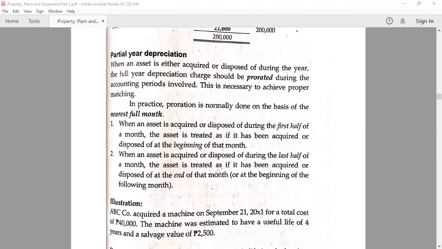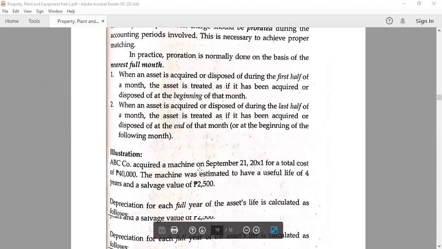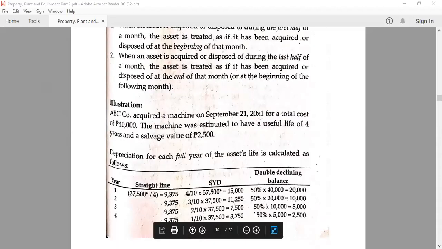And now let's have the partial year depreciation. For this, it basically means that we do not recognize the exact depreciation for a particular year. Say, for example, in the illustration, the company acquired a machine on September 1, or in this case, it's really September 21, 20x1.